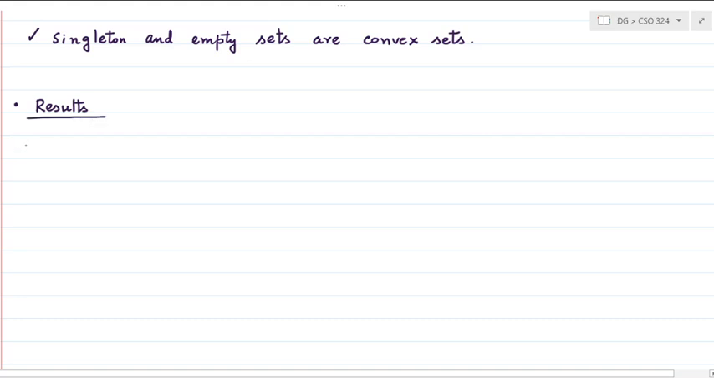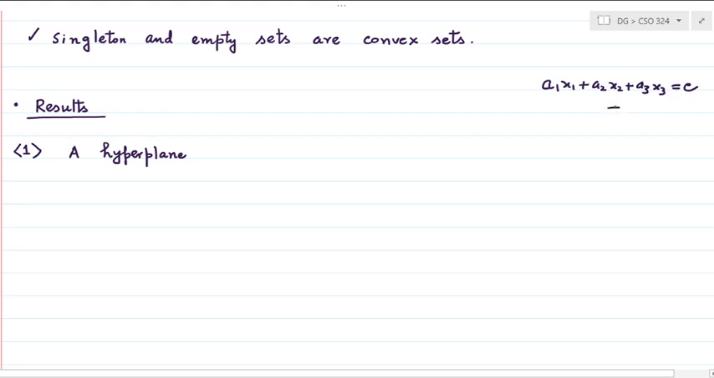The first: you notice that a hyperplane. By hyperplane what do we mean? A plane in R3 space is given by this expression, a1 x1 plus a2 x2 plus a3 x3 is equal to some constant c, a real number c. This is a hyperplane. This is a plane in the R3 space.